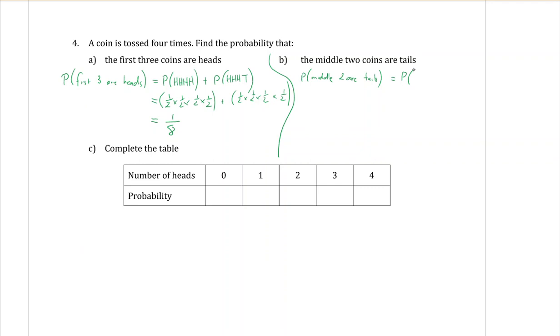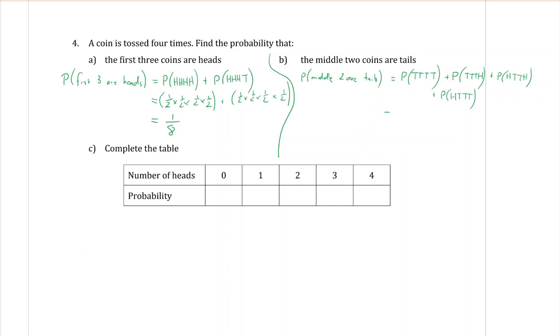Yep. Probability of tail, tail, tail, tail. I could start with all 4 of them being tails. I'm going to keep those middle 2 tails and do all the changes around it. So then I could do probability of tail, tail, tail, head, plus probability of head, tail, tail, head. Is there another one? Yes, probability of head, tail, tail, tail.